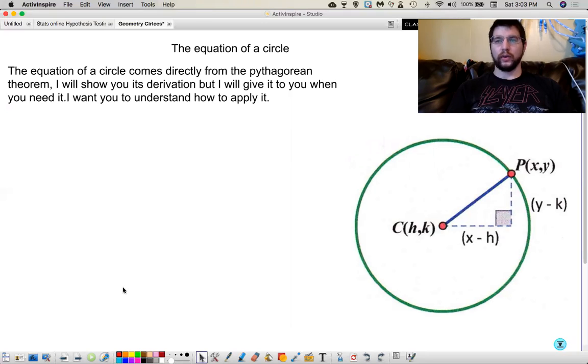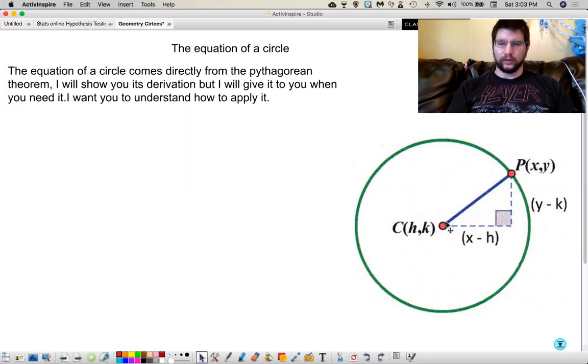So let me get the equation of a circle for you. It comes directly from the Pythagorean theorem. I'm going to derive it, but you don't have to. I just want you to be able to apply it and understand exactly what it means. So let's say we have a circle here. Center is C. The coordinates are some x, y values. We'll call them h and k. That's what we call the center of a circle's coordinates, h and k. And then there's some point on the circle. Let's call it x, y for the x coordinate and the y coordinate.